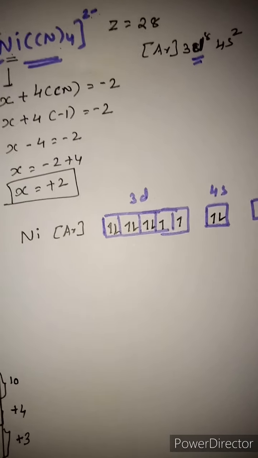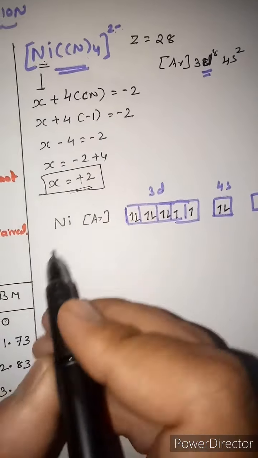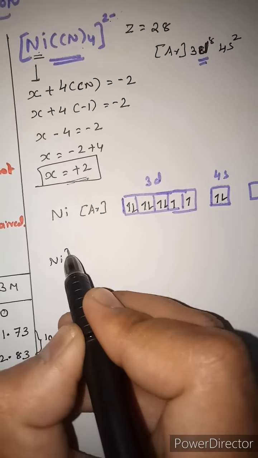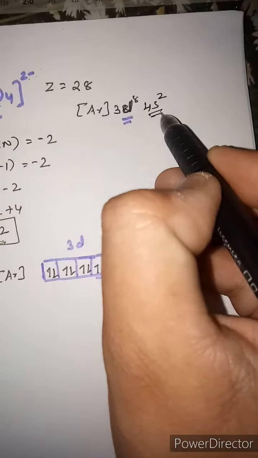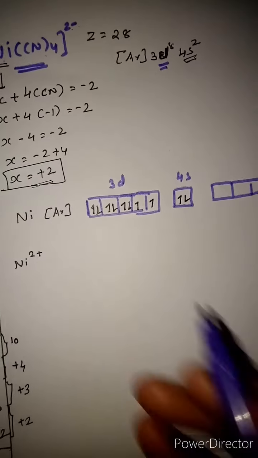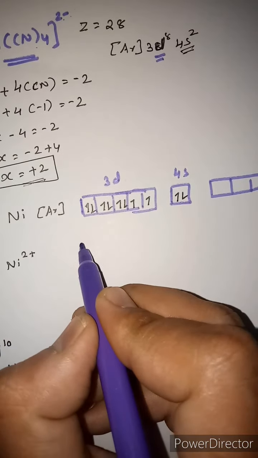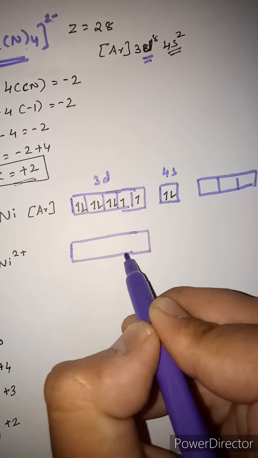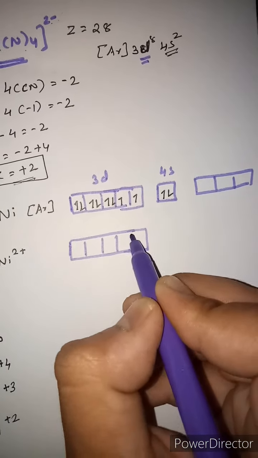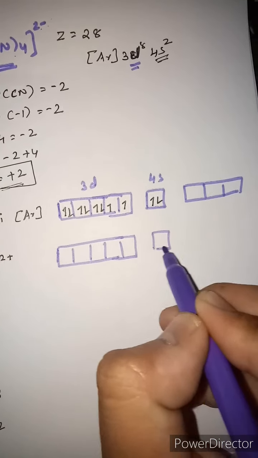Clear? Now moving back to this, what is the oxidation number of Ni? Here Ni is 2 plus, so we'll remove the 2 electrons from this 4s orbital. 1 2 3 4, same pattern.